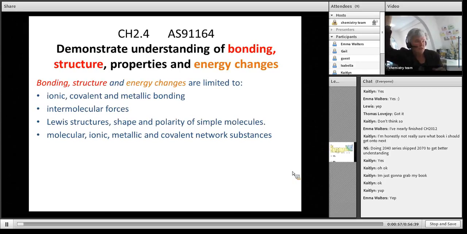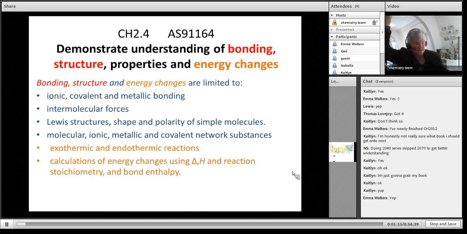So the other part is energy changes. This is where your calculations come in. That's why you're doing the 2011 and 2012 before this standard, because there are some calculations, so you have to know about the mole for that. And that's exothermic and endothermic reactions. We will discuss this later, so don't worry about that. But you can see the calculations.